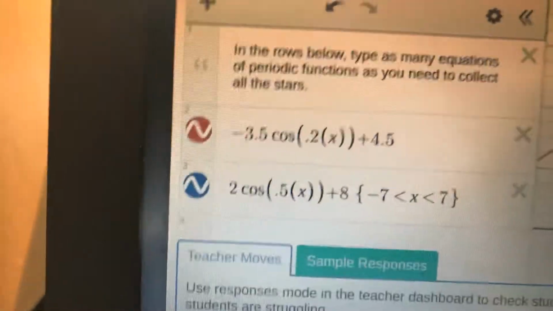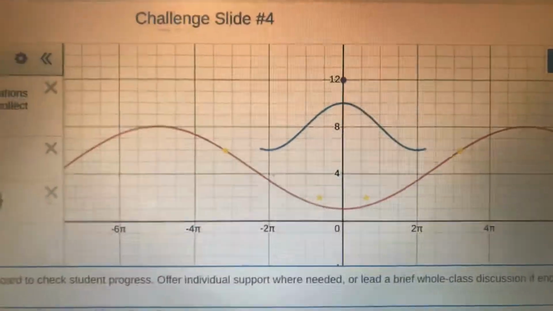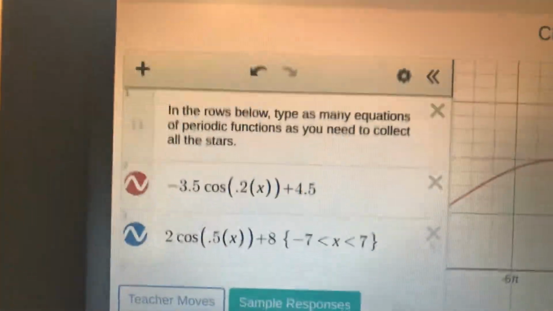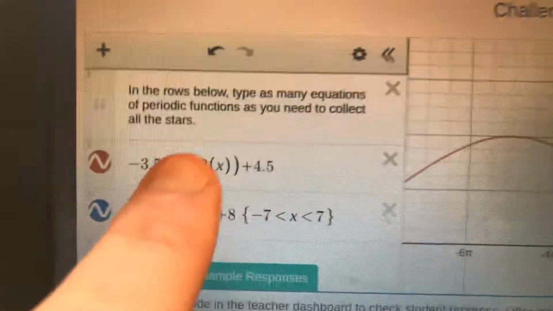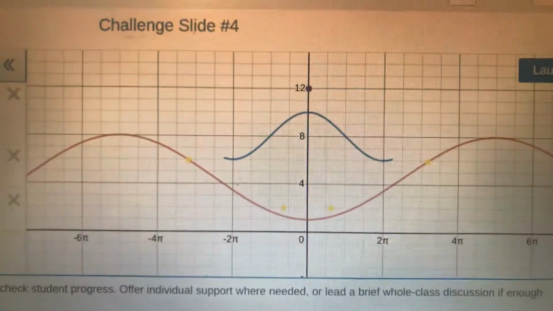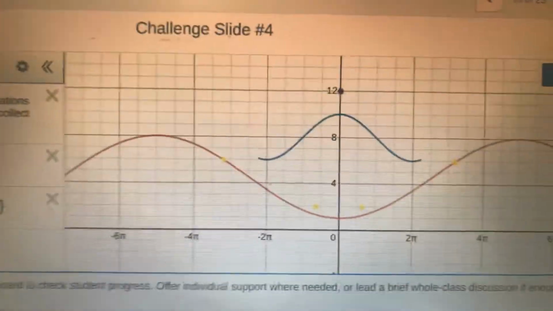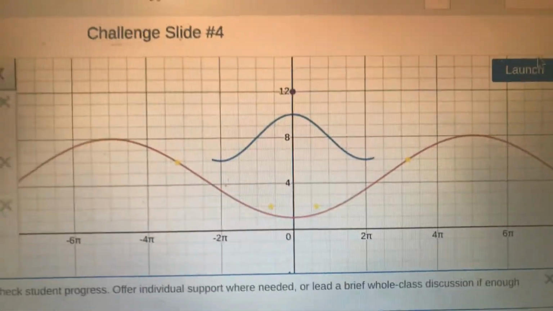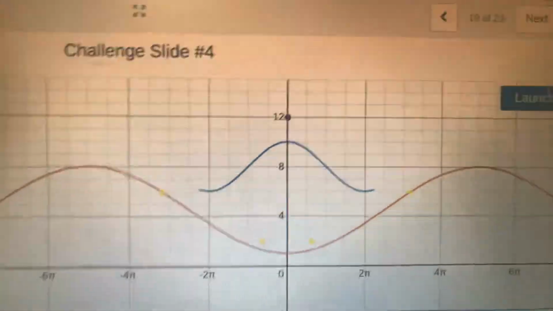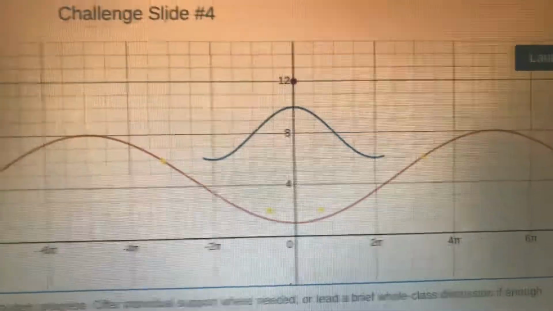And then I also put a 0.2 in front. Remember that 0.2, all that does is change our period. And remember our period for cosine is 2 pi divided by that 0.2. So that really increased the size of my period quite a bit. And that's why this guy's so stretched out, that red function. Right? And as you can see, it's kind of following along the path of those stars.